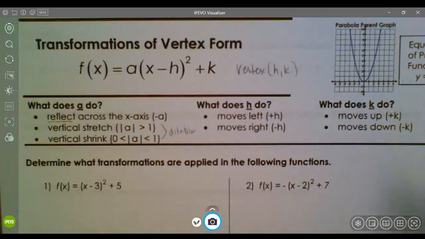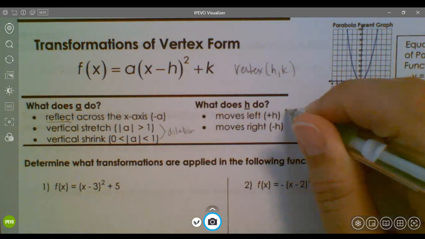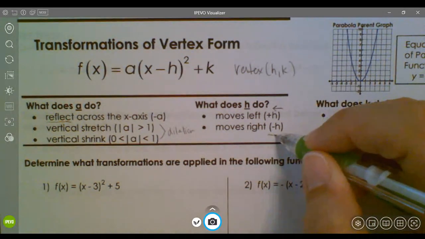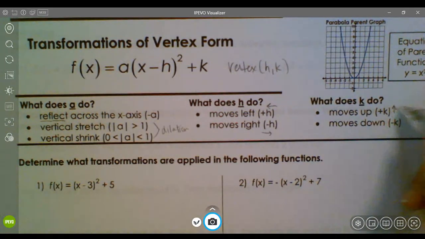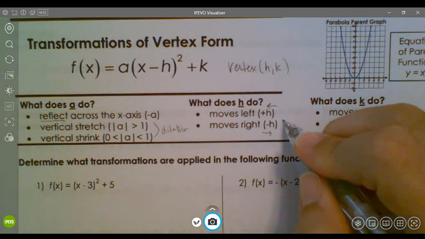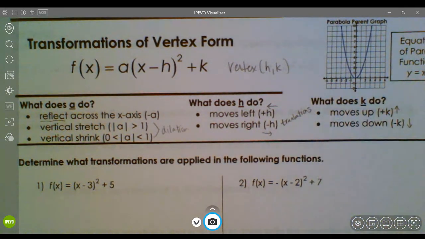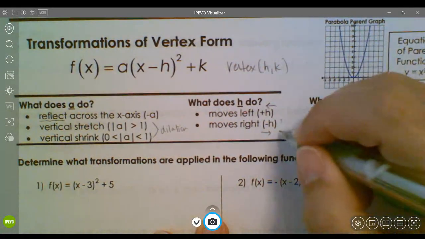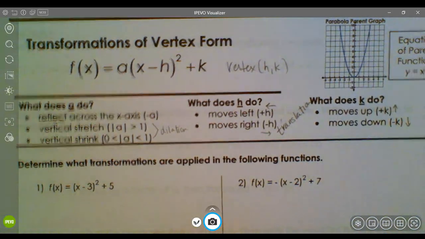Okay? The other ones you should remember is whenever we add to the x-coordinate, we're going to move everything to the left. When we subtract from the x-coordinate, we move everything to the right. When we add to the function, we move up. When we subtract, we move down. In 8th grade, we referred to these as translations, slides, and I keep spelling it wrong. Good grief. Translation. Okay, so remember that.